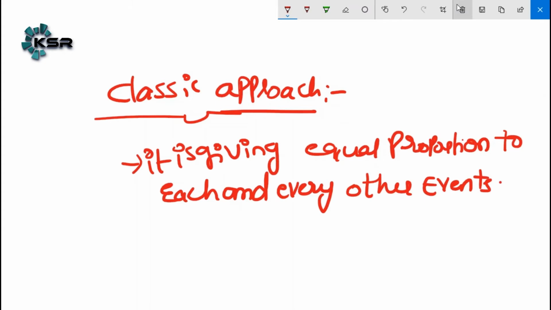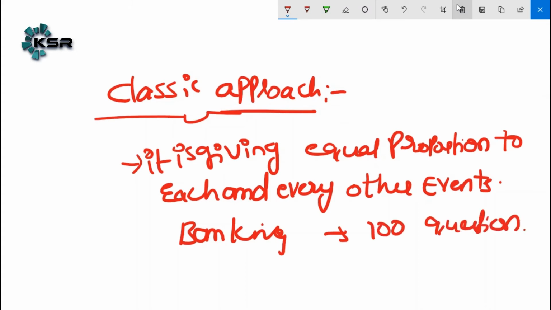For example, you are attending a bank exam which consists of 100 questions. Forget about the marks. How many questions do we have? 100 questions. Each question has 4 multiple choice answers: A can be the answer, B, C, or D. So in the bank exam there are 100 multiple choice questions, and each question consists of 4 possible answers: A, B, C, or D.